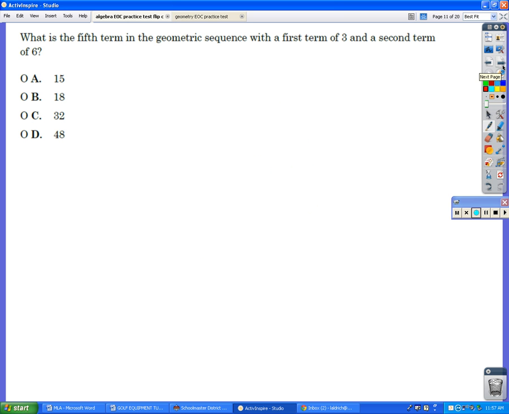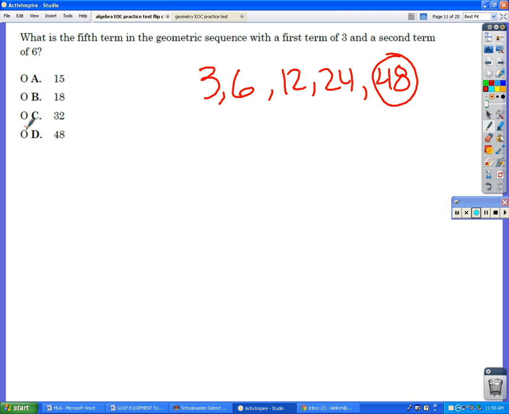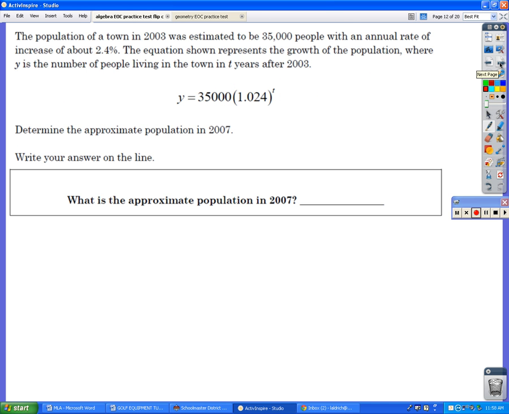Okay, next one. I already talked about these on Thursday. What is the 5th term in the geometric sequence with a first term of 3 and a second term of 6? Well, if it's geometric, that means they're multiplying. What are they multiplying by each time? 2. So 3, 6, then 12, 24, and then 48. The 5th one is 48. So you're just doubling each time for that one.